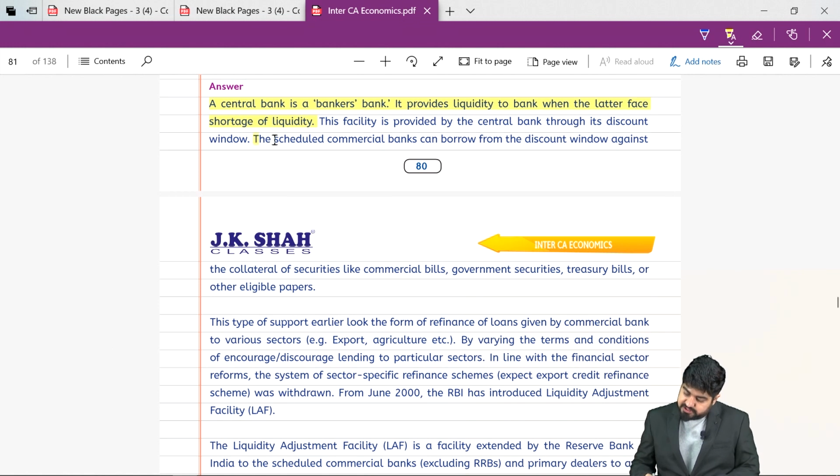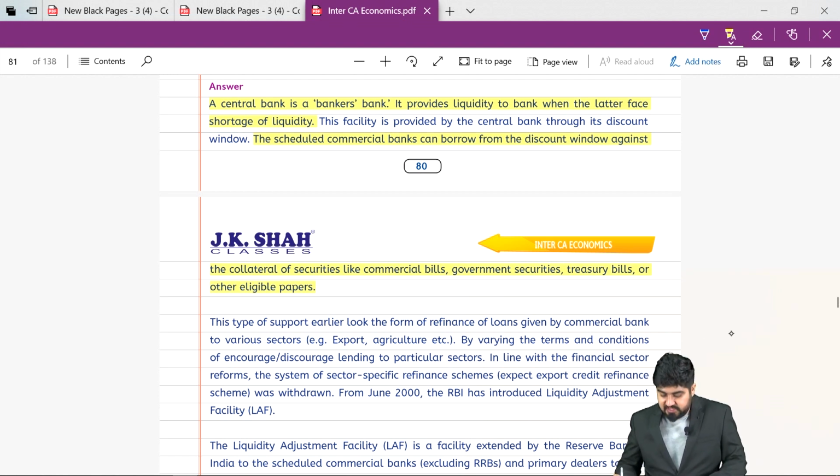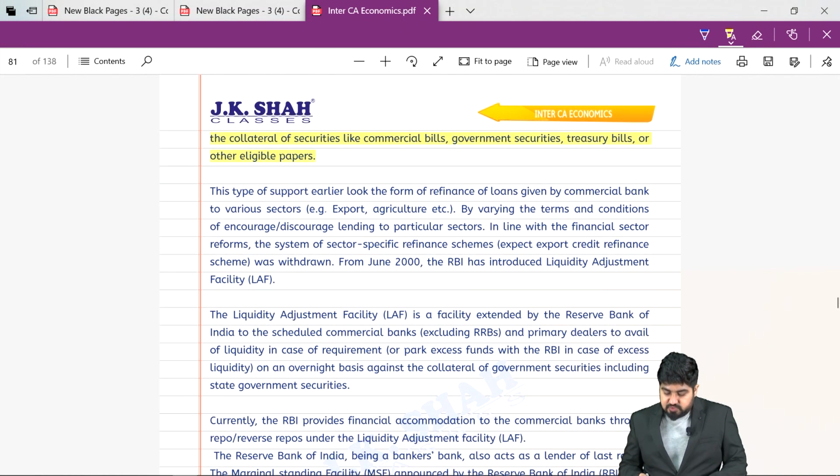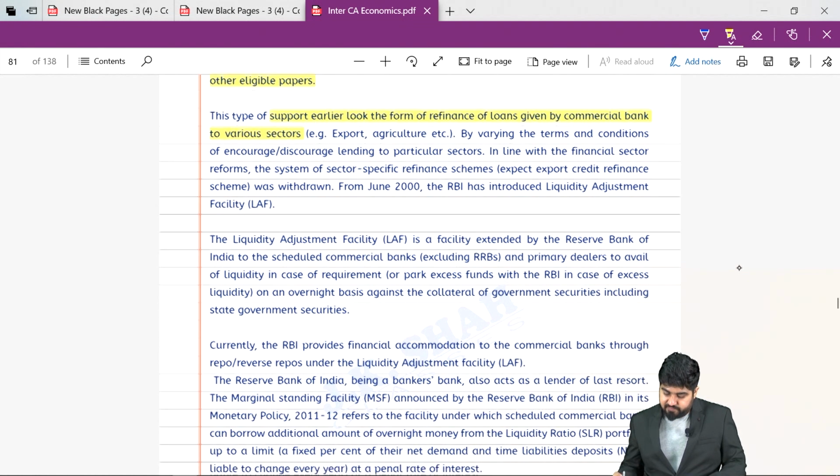Now, the scheduled commercial bank can borrow from the discount window against the collateral of securities. They will have to give these securities, like government securities, commercial bills, treasury bills, other eligible papers, etc. Now, why is this done? First of all, it is an extension of support to the commercial bank. This type of support earlier took the form of refinance loans given to various sectors.